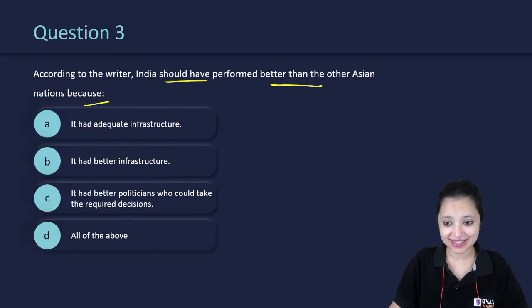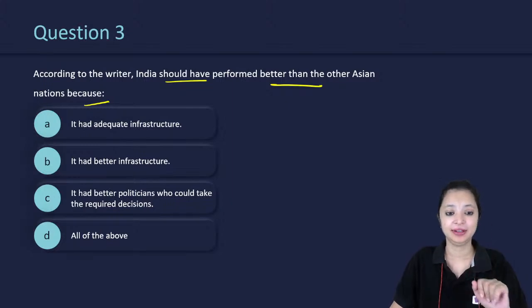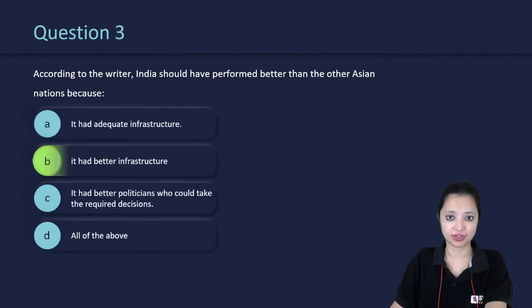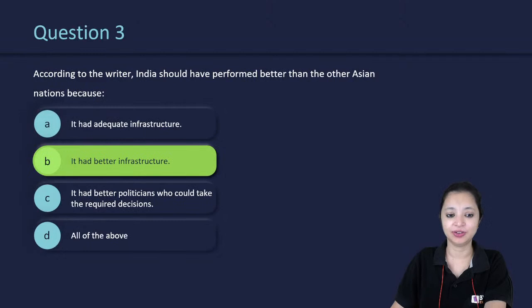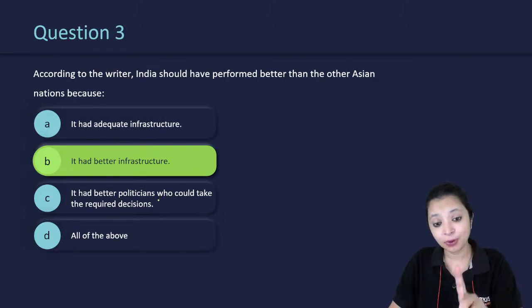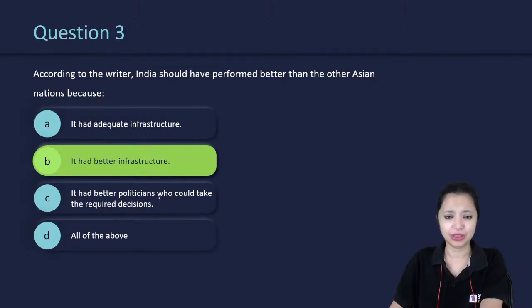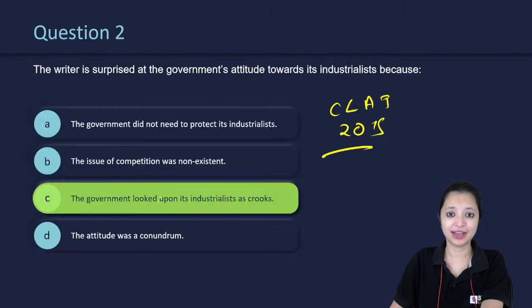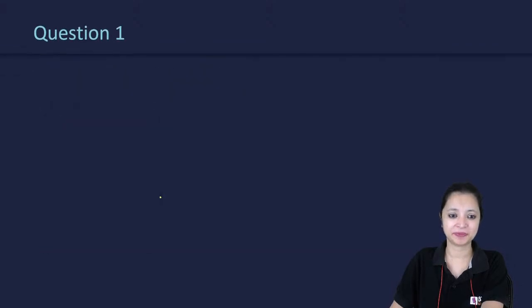What is it? Yes, it's a B. Is it adequate infrastructure or better infrastructure? They had better infrastructure, not adequate. Okay? It had better politicians? No, there's no information about politicians being good. Rather, the whole passage says the politicians were bad. He's not bad, but he's unhappy. I'll show you the line where the correct answer is mentioned. Let me take you back.